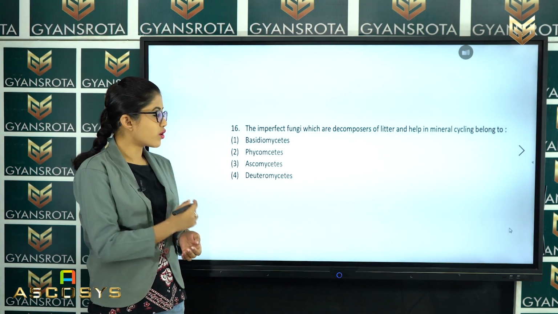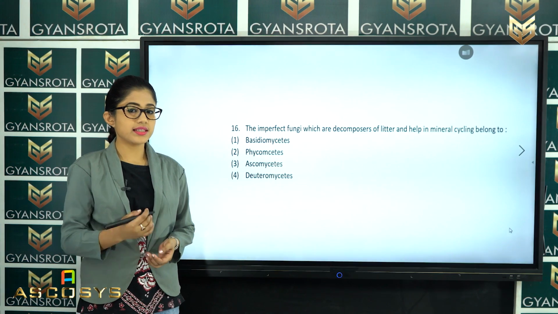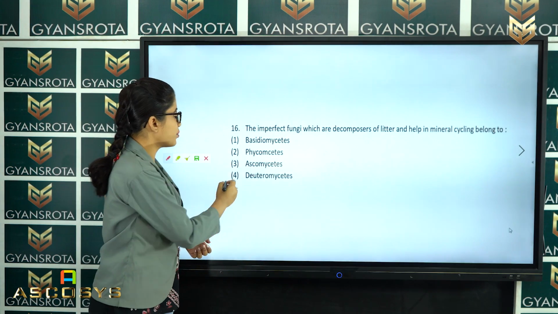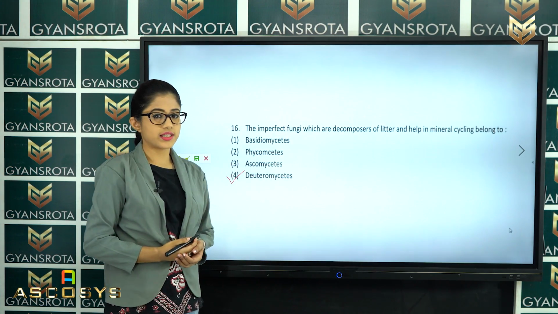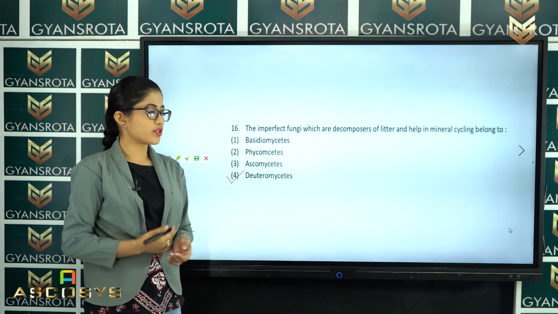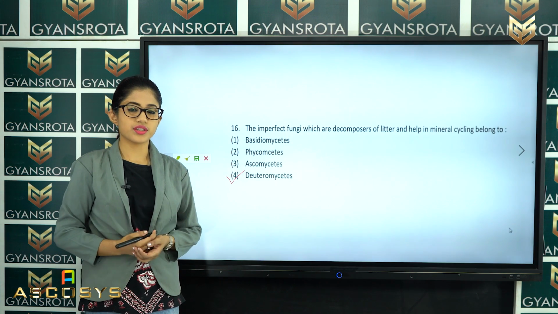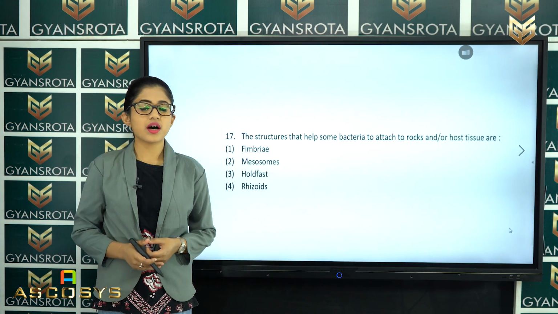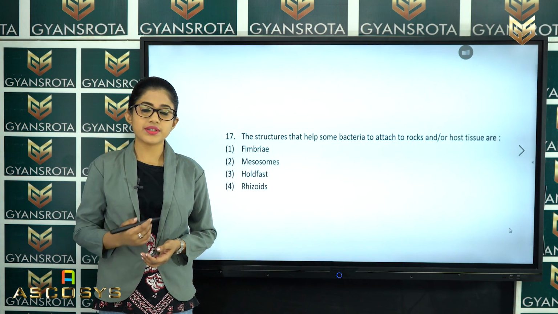So among these four options, what is the correct answer? That is option number 4, Deuteromycetes. So Deuteromycetes are called the imperfect fungi. So that is the correct answer of this question. Now let's see the next question. Now the next question is question number 17.